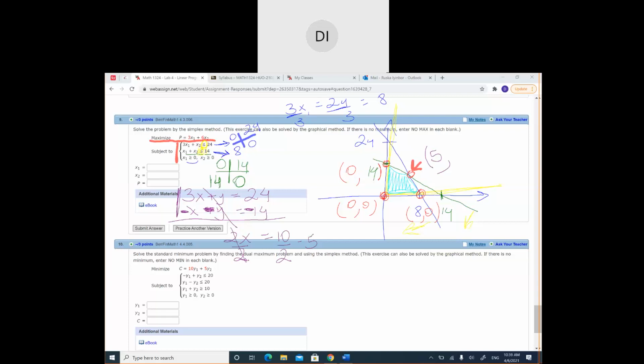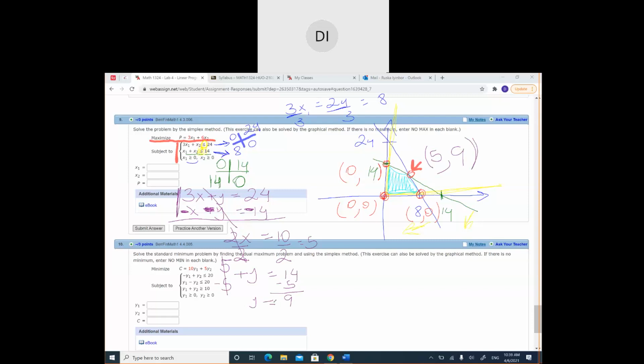X is 5. You can plug it back into one of the equations. Usually, the second one is going to work better in this case. So you have x plus y equals 14, so it's going to be 5 plus y equals 14. I'm going to subtract 5 on both sides, and 14 minus 5 is 9. So this is 9. So these are the coordinates we have: x equals 5, y equals 9, right? That's what you get.